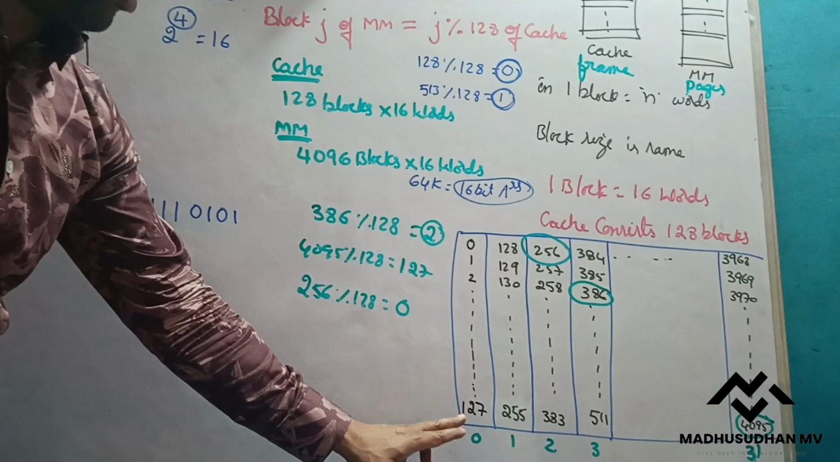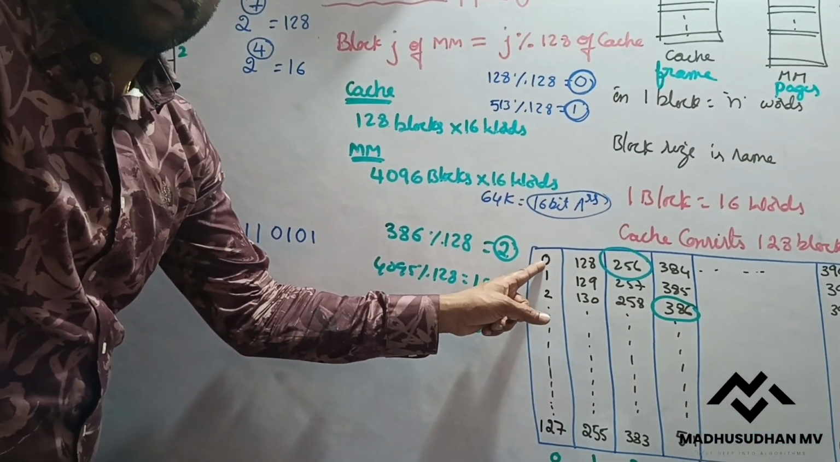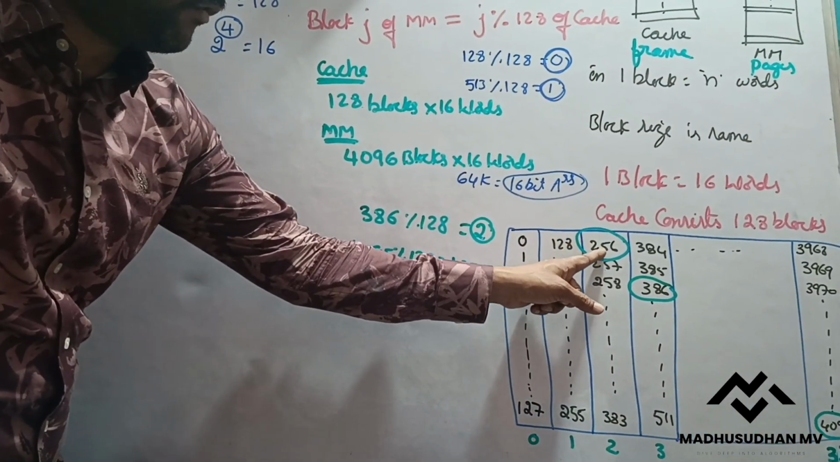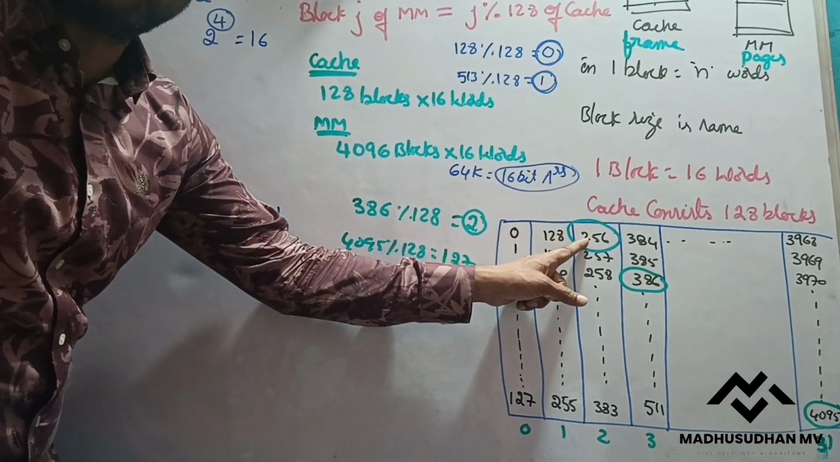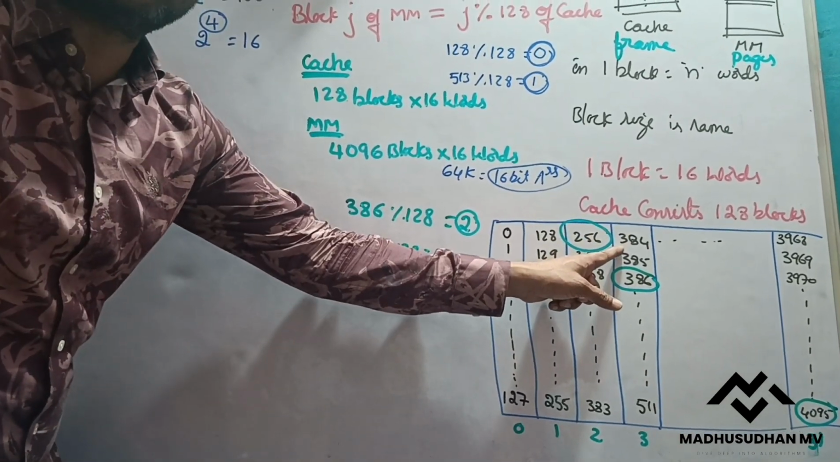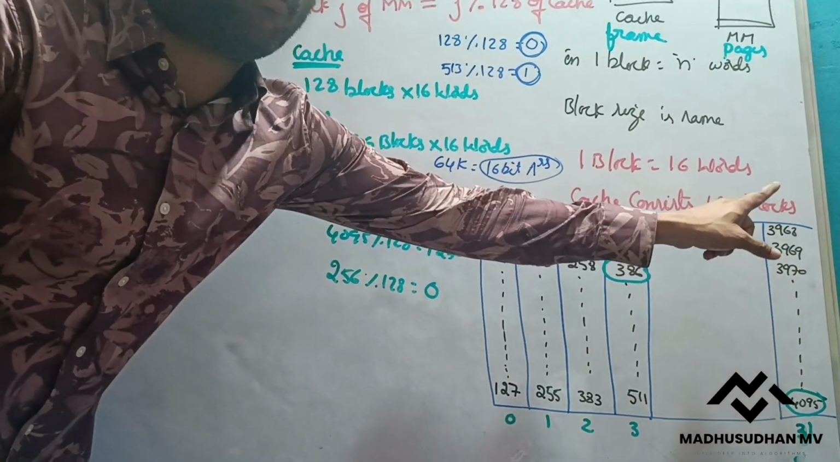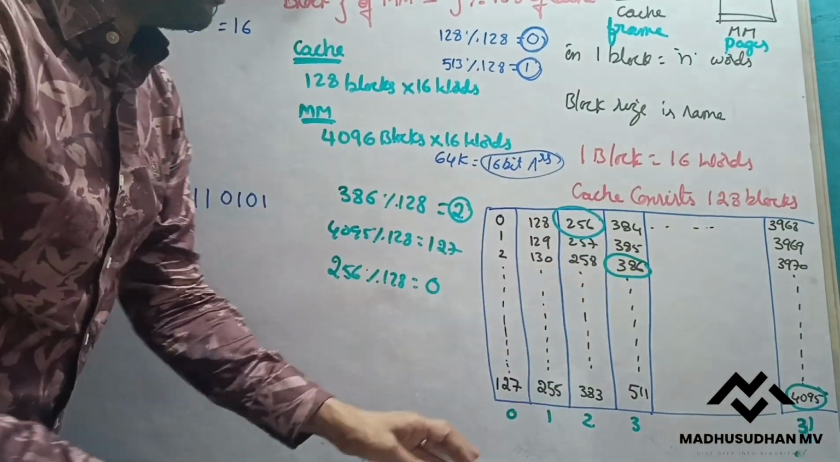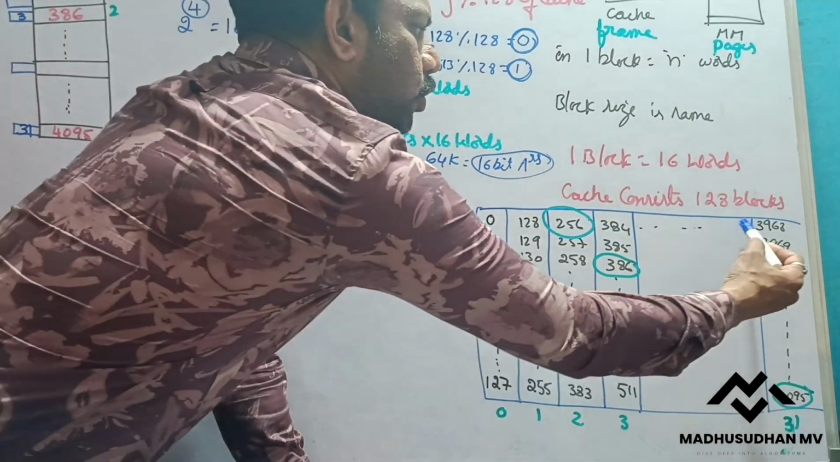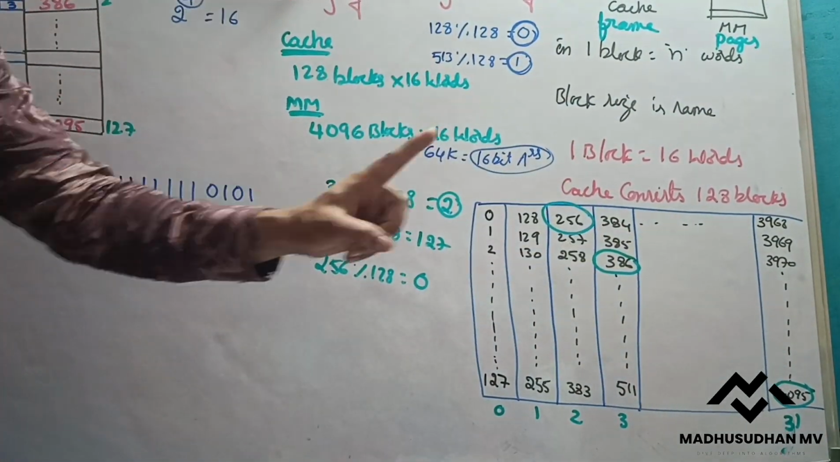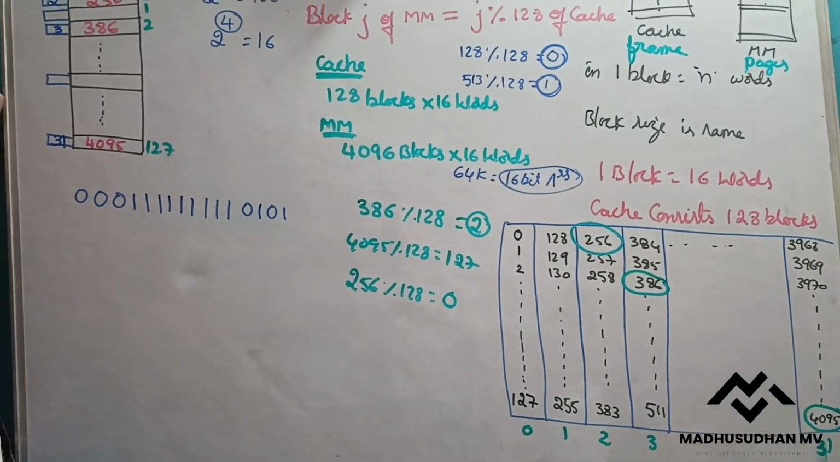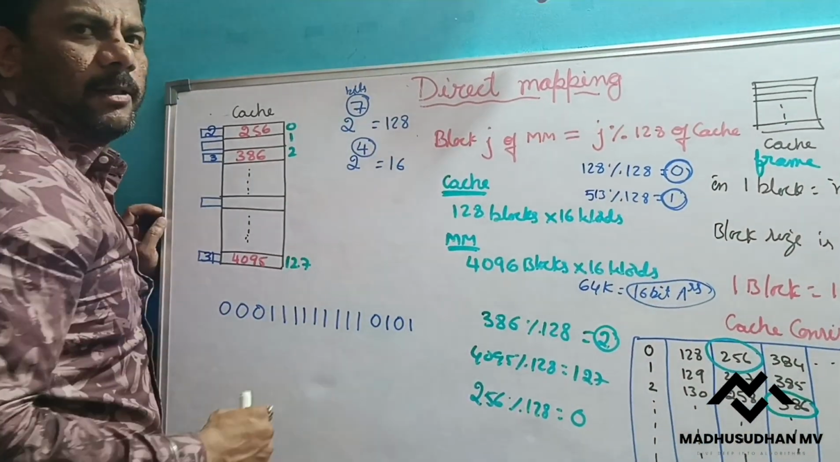Out of 32 blocks, see, block 0, block 128, block 256. See, 128 modulus 128 is 0, 256 modulus 128 is 0, 384 modulus 128 is 0, like 3968 modulus 128 is 0. So like that, you get 32 different blocks. Out of these 32 blocks, any one block can come and sit in block 0, according to this formula.